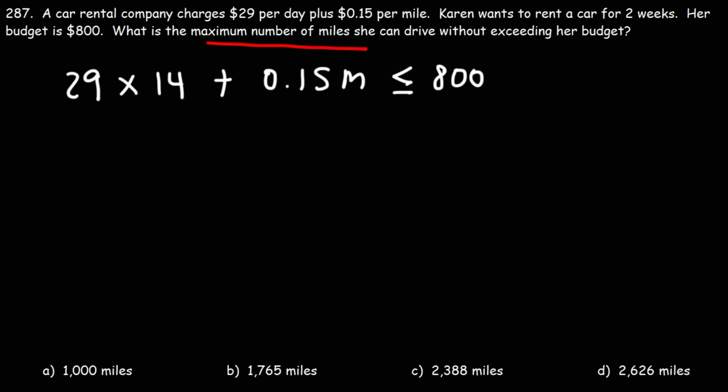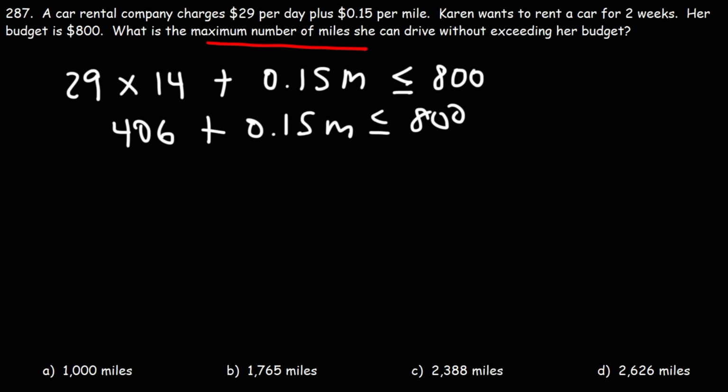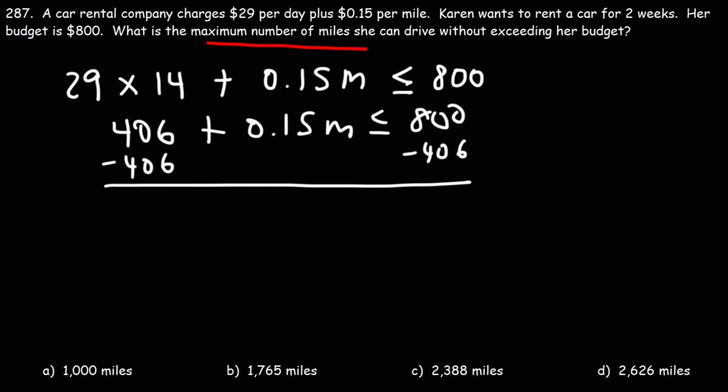So first, let's multiply 29 by 14, and that is 406. Next, we can subtract both sides by 406. So these will cancel. We can bring that down. We're going to have 0.15 M is less than or equal to 800 minus 406, which is 394.